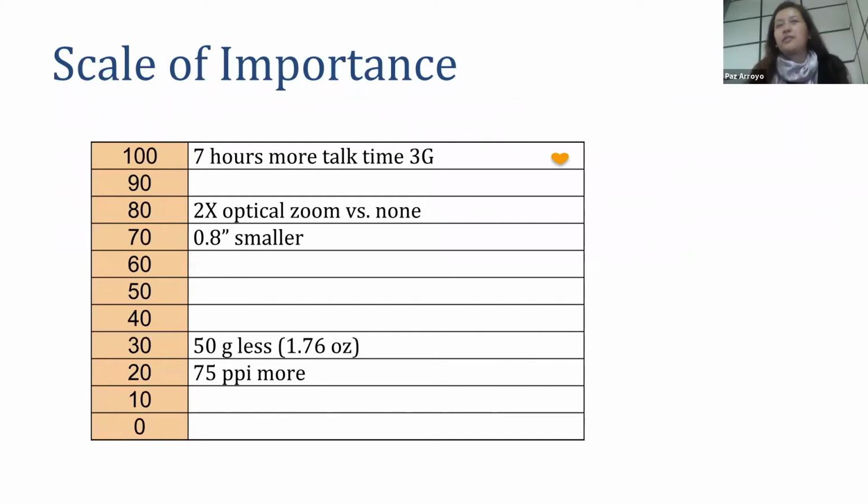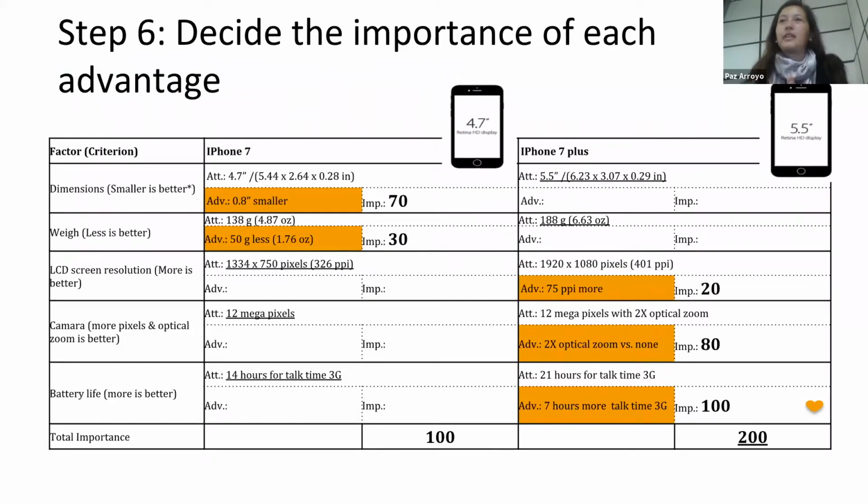And then 50 grams less, yeah, I'm not really going to feel the difference. It's not going to make a big difference. And the 75 PPI more for resolution, probably I'm not going to be able to recognize that on the screen. So that's the rationale behind the importance of the advantages. The next step will be to summarize the importance of the advantages.